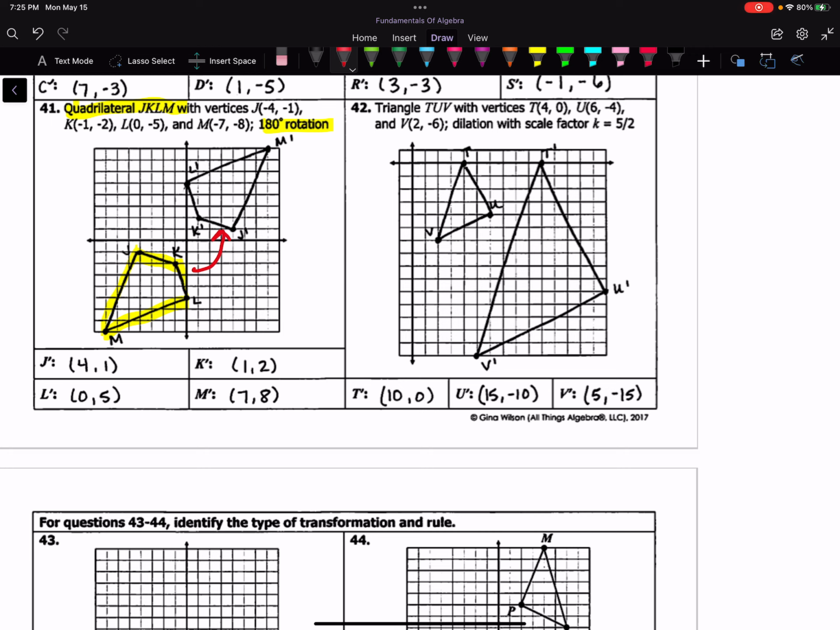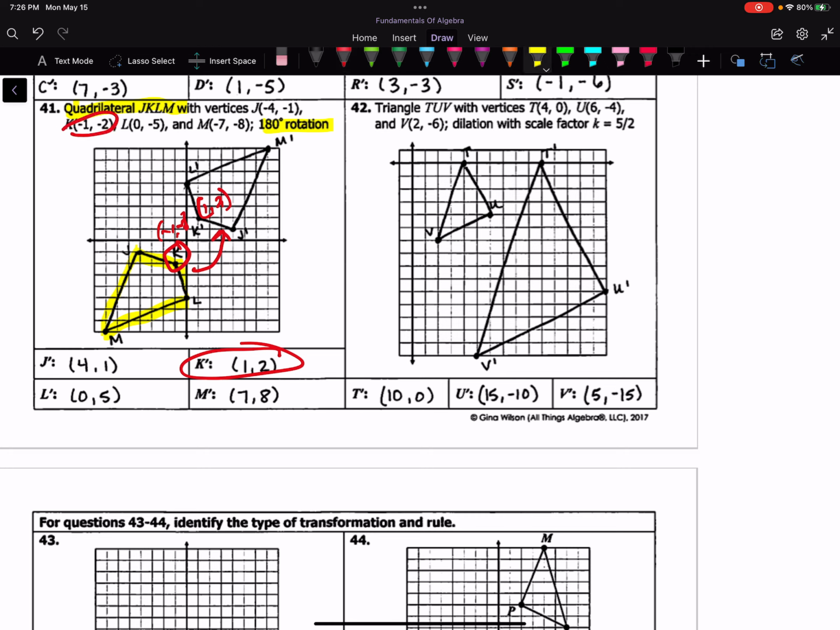the opposite sign. So this K, let's just take a look at K. K was originally -1, comma, -2. And what does K end up being? 1, 2 up here, just opposite signs. So K is 1, 2, and it was originally -1, -2.